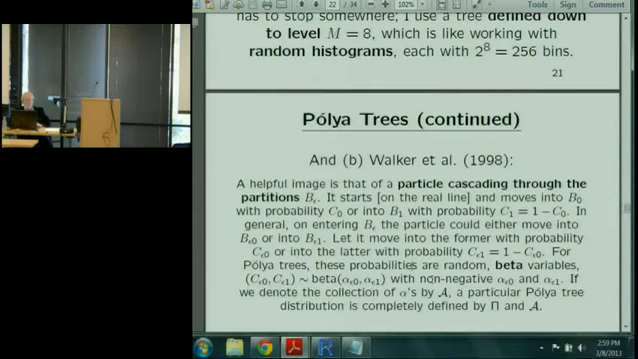And we pick these numbers alpha epsilon 0 and alpha epsilon 1 to be just non-negative numbers. They don't have to be integers. Now collect all those alpha numbers together into a big collection of them. Then a particular Pólya tree distribution is completely specified by the pi and by those things. And so let me draw back over here again.